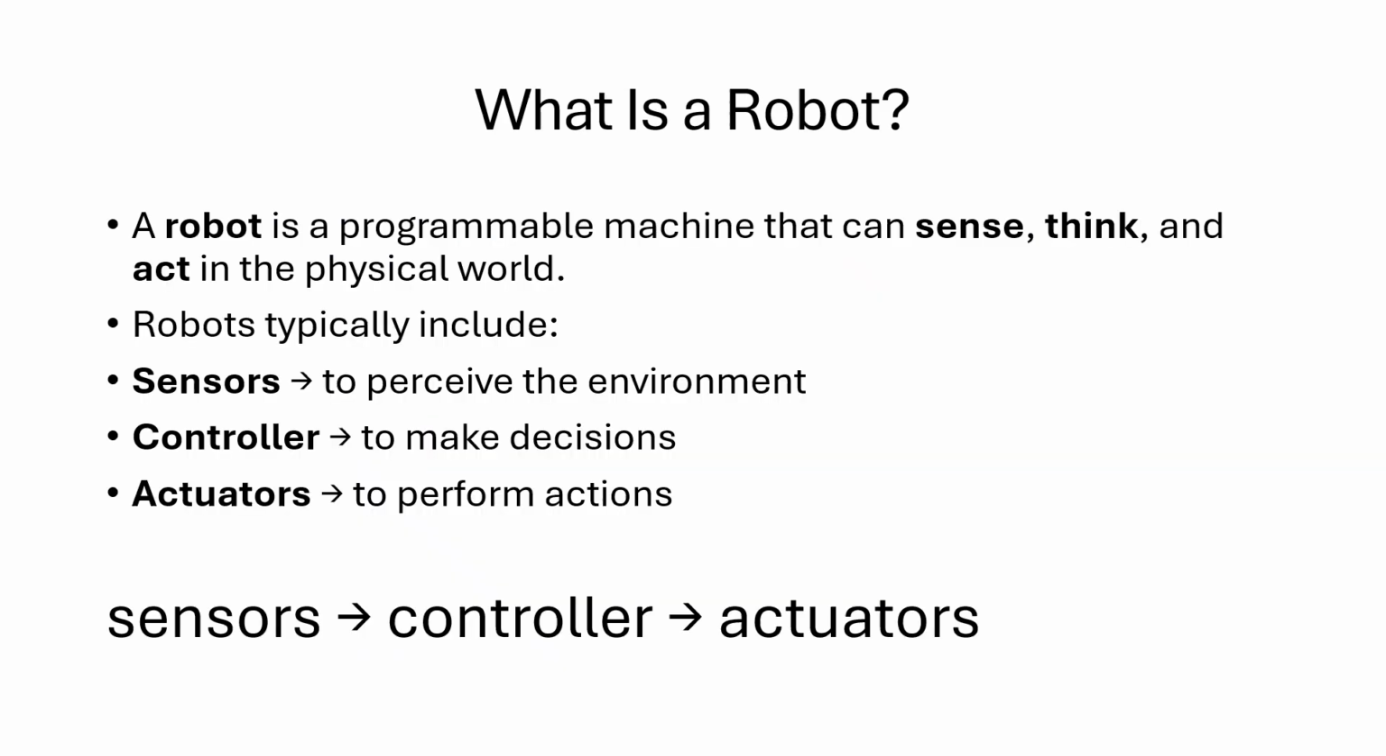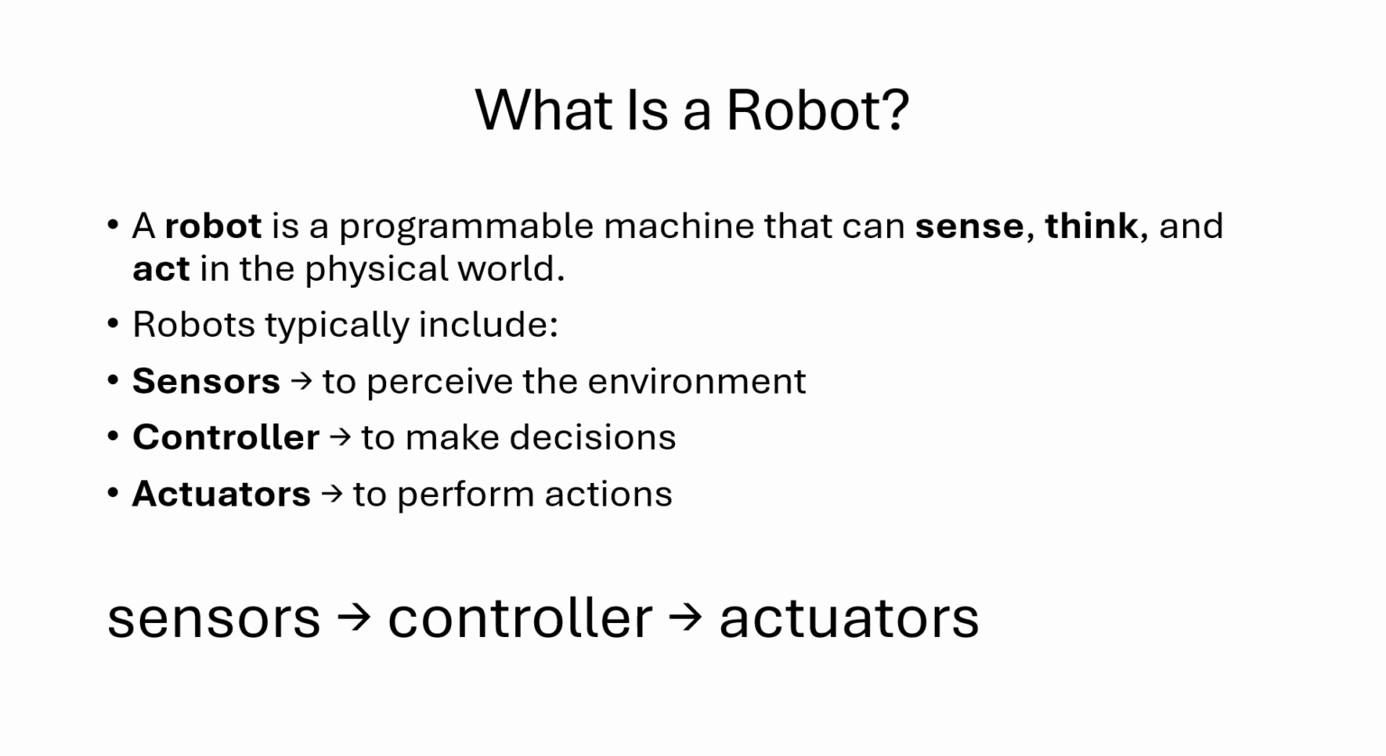Okay, what is a robot? At a basic level, a robot is a machine that can sense, think, and act. It receives information from the environment through its sensors, processes that information using a controller, and then responds using actuators like motors and servos. So this is the sense, think, act cycle: sensing things, thinking, and acting according to those thoughts. This cycle is what separates robots from ordinary machines.